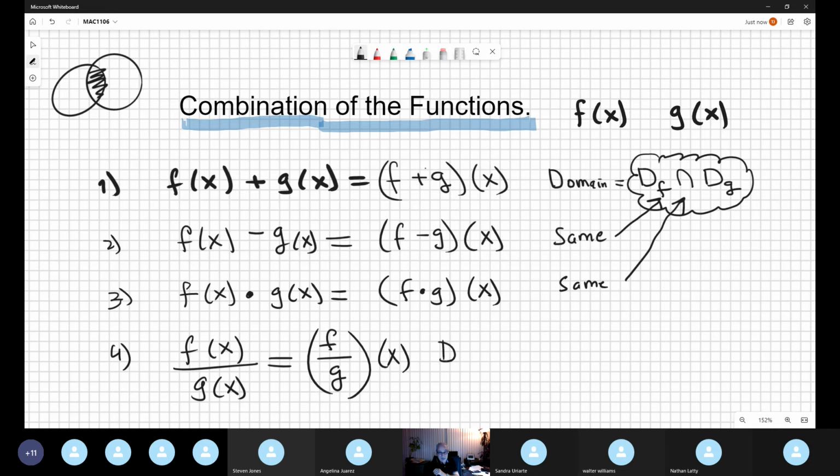But the domain is a little bit different, because it's the domain of f intersection domain of g, intersection when g is not zero. Remember that the denominator is totally illegal to be zero. You divide by zero, so if g is zero, then completely undefined. Let's see an example to understand the combination. It's easy, it's clear, but let's do it.